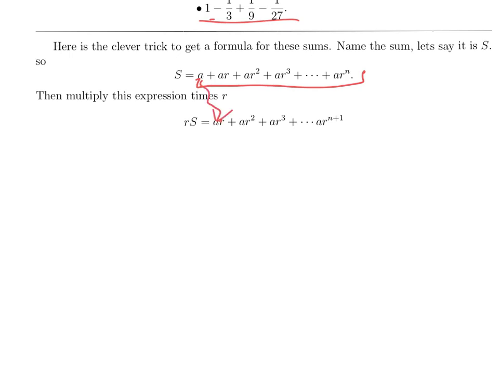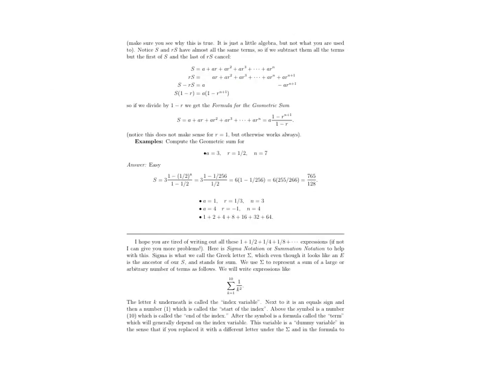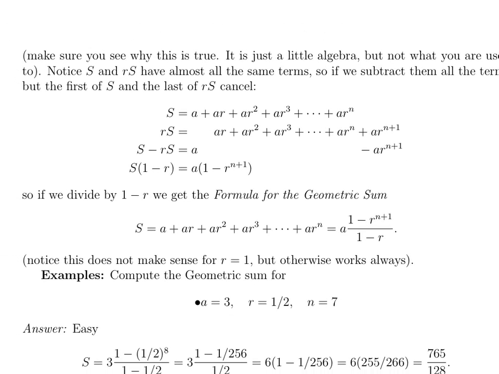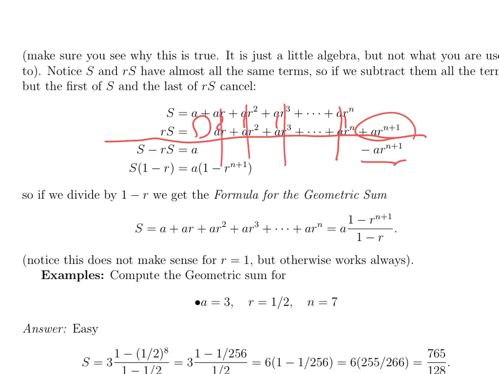Notice A times R is AR, AR times R is AR squared, AR squared times R is AR cubed, and so on. So R times S looks like this, and now if I compare these two, notice R times S has exactly the same terms as S, except it's missing that first A, and instead it's got the next term, AR to the n plus 1. So what I want to do is take S minus RS, and I get A, and then plus 0, plus 0, plus 0, plus 0, minus AR to the n plus 1.